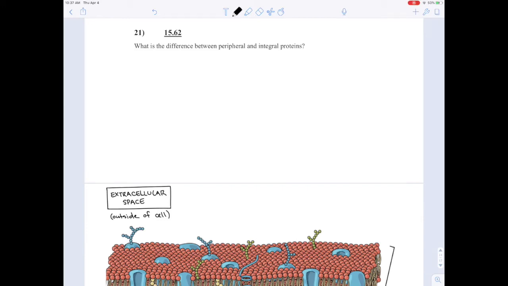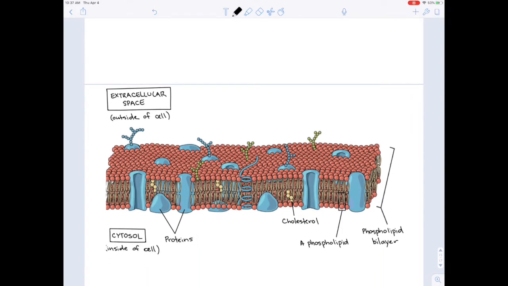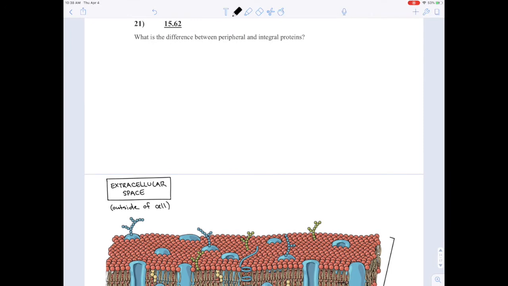Chapter 15, question 21, asks what is the difference between peripheral and integral proteins? Now, these are both types of proteins that are in the cell membrane. So these blue things here. You have the phospholipid bilayer, and like buoys float around in the ocean, these proteins float around in the cell membrane. Now, you have two different types, peripheral proteins and integral proteins.